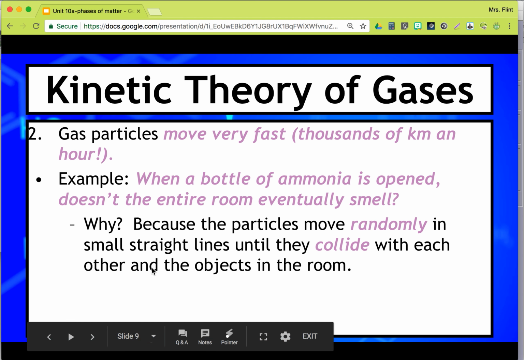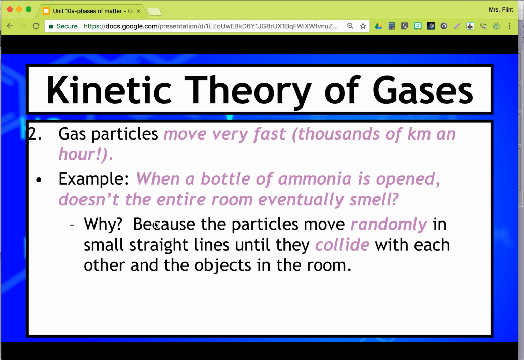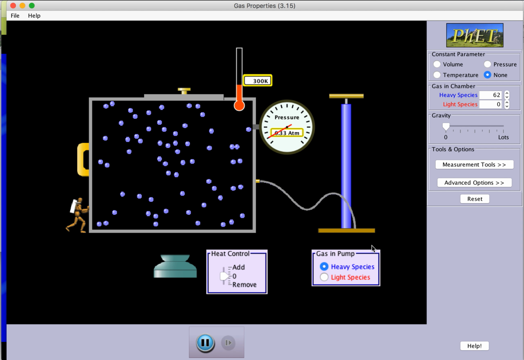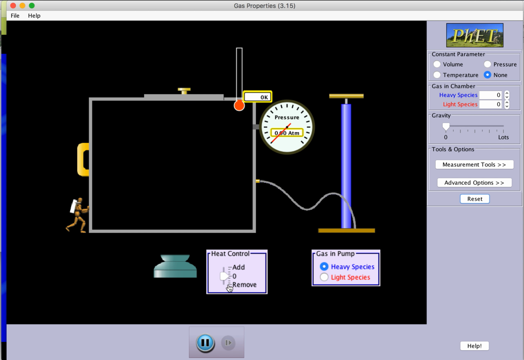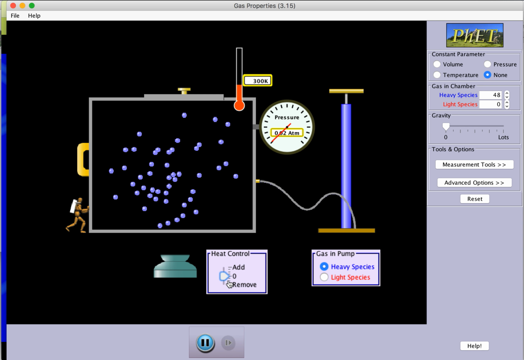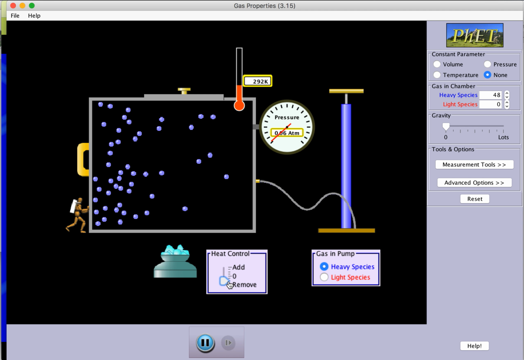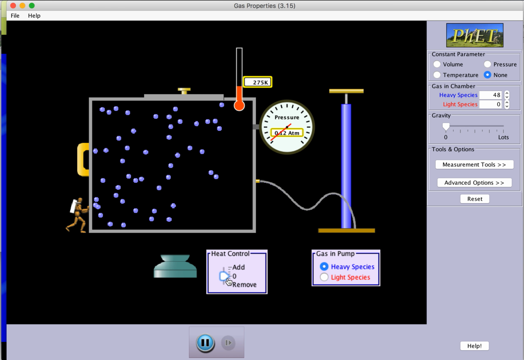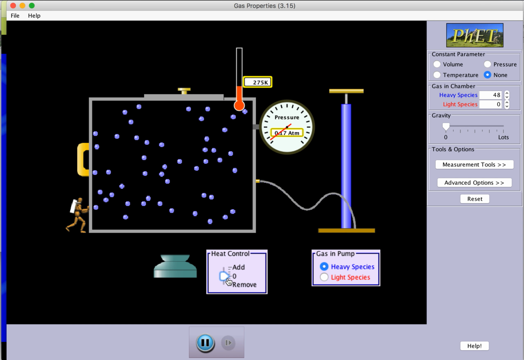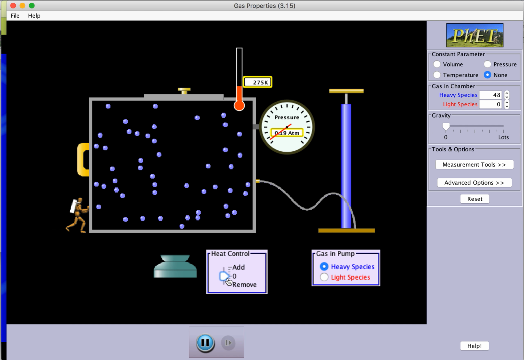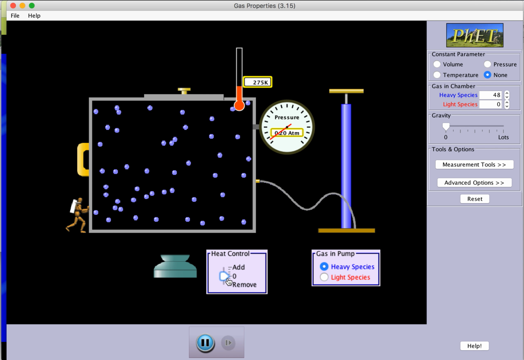The particles move randomly in small straight lines until they collide with each other and objects in the room. Let's take a look at our PhET simulation and see how the particles actually move. I'm going to reset the simulation here, and I'm going to slow it down a little bit by making our environment colder. So you can see that the individual particles are actually moving in a straight line unless they collide with the sides of our container or each other.